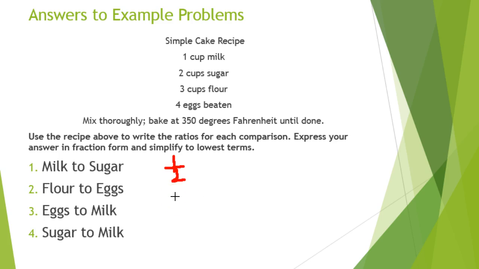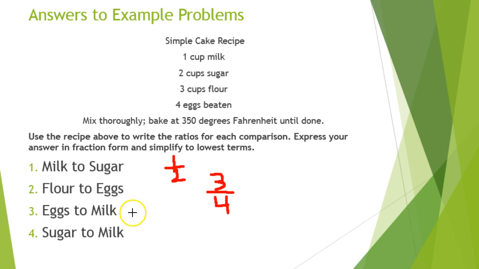Flour to eggs. I see I have 3 cups of flour. Then I look at my eggs. I have 4 eggs. So it would go on the bottom, 4. Flour to eggs, 3/4.